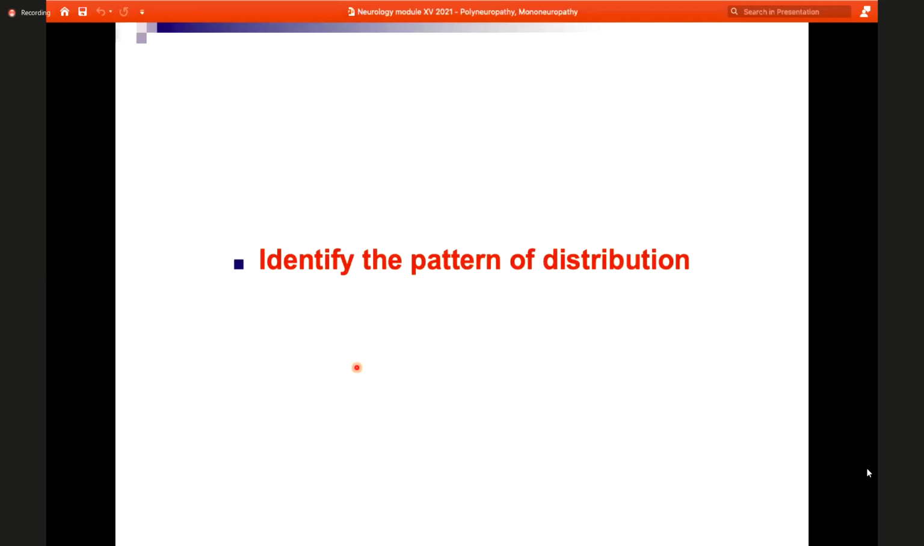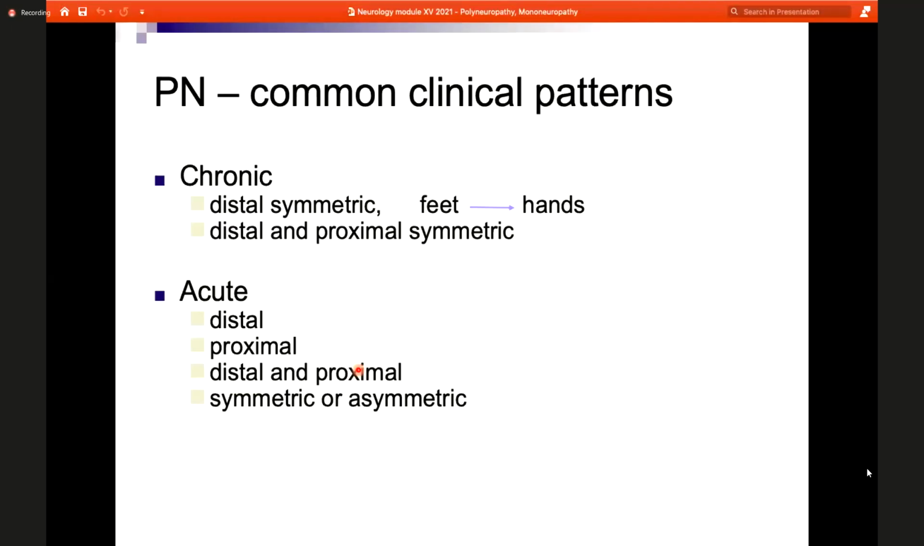So once you identify the symptoms and signs, you must identify the pattern of distribution, and this is what guides your diagnosis. And there are common patterns. In the case of chronic neuropathies, it can be a distal symmetric pattern, usually starting in the feet and then spreading to the hands, or it can be a distal and proximal symmetric pattern. Usually polyneuropathies are symmetric, as we mentioned at the beginning. But this is in the case of chronic polyneuropathies.